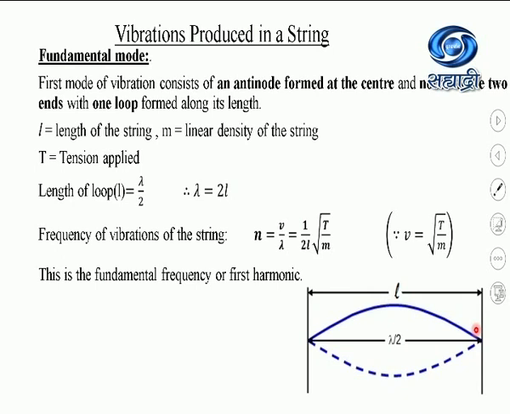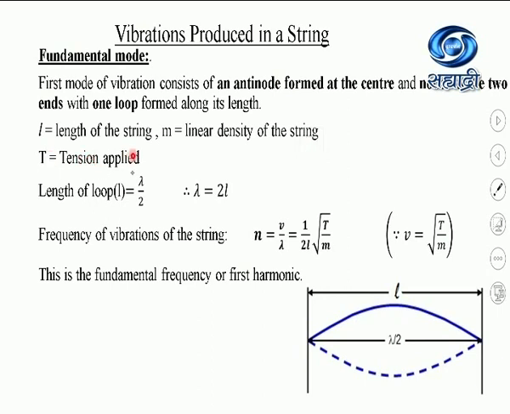This is the fundamental mode of vibration. We can also say this is the first mode of vibration. It consists of an antinode formed at the center and nodes at the two ends, with one loop formed along its length. Now we know small l is the length of the string, and small m is the linear density of the string, that is the mass per unit length.